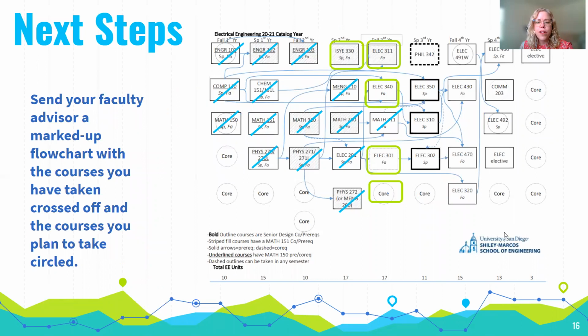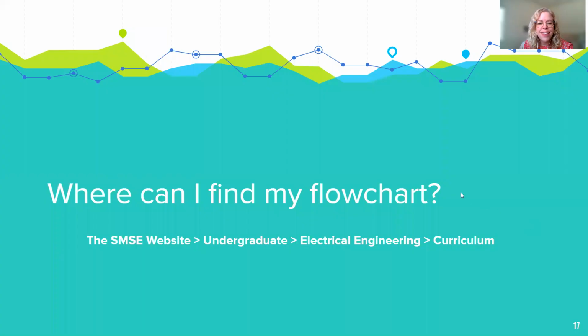Here's what we'd like you to do next. We'd like you to find the double E flowchart, cross off courses that you have taken, circle courses that you plan to take, and send it to your advisor. This is a great way to communicate without doing a lot of typing. And if you're wondering where you can find that flowchart, you'll go to the SMSU website, the undergraduate programs, pick electrical engineering, and on the curriculum page, there's a flowchart for every catalog year. Be sure to use the correct catalog year.